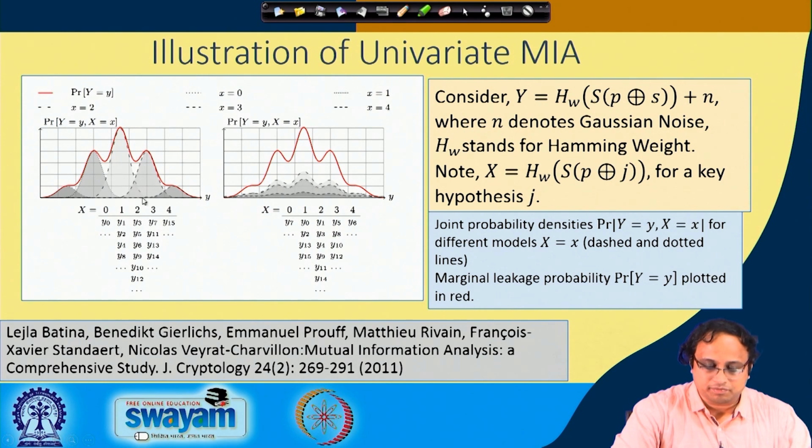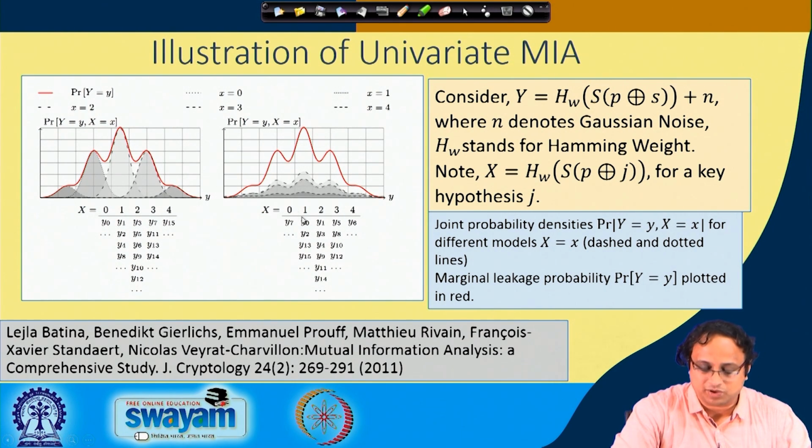So, you can observe that in this particular case, the marginal leakage probability, denoted as the probability of y equal to small y, is plotted by this red line. You will observe that this marginal probability matches very nicely with your joint probability distributions. There is a nice overlap between them. Whereas, when you are guessing it wrongly, then it slightly differs.